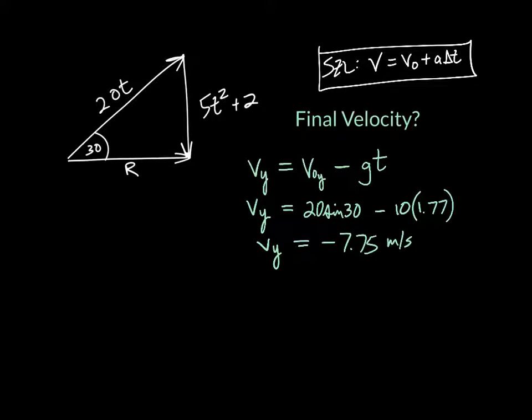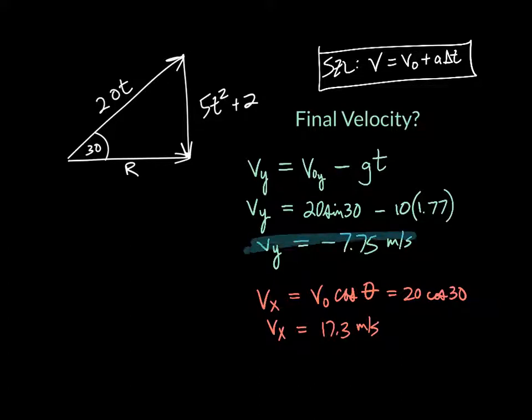What about the x speed? Well, we've seen this already. Vx would be the initial speed times the x component of that speed, so that's going to be 20 cosine 30. So the x component of speed, which won't change, is going to be 17.3 meters per second, which makes sense since we had 17.3 meters for the range at 1 second. All right.